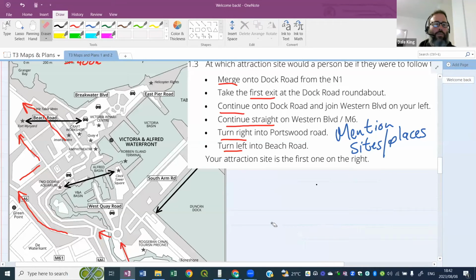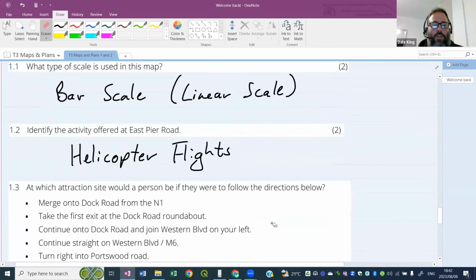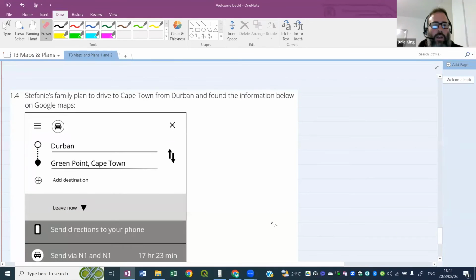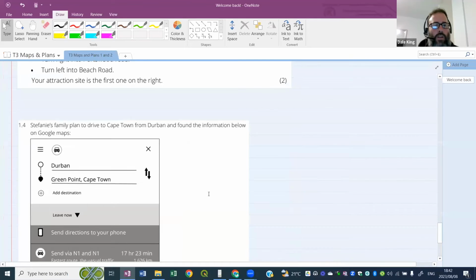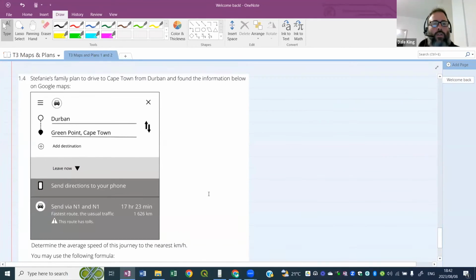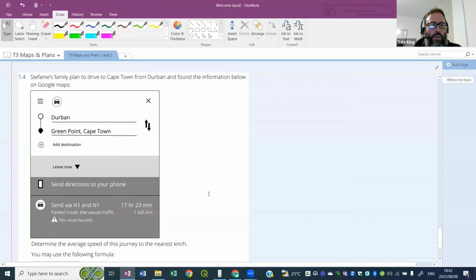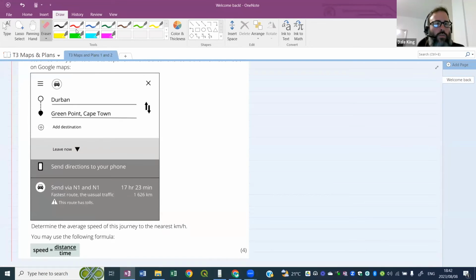All right, but let's get down to the meat, the dark waters of this question here tonight. Have a look here. I'm going to zoom out a tiny bit. So it says here, Stephanie's family planned to drive to Cape Town from Durban and found the information below on Google Maps, as you do. So it shows there from Durban to Cape Town, and then at the bottom here, we have some information. We've got two things. We have a time and we have a distance. Yes, the sites are the ones with stars.